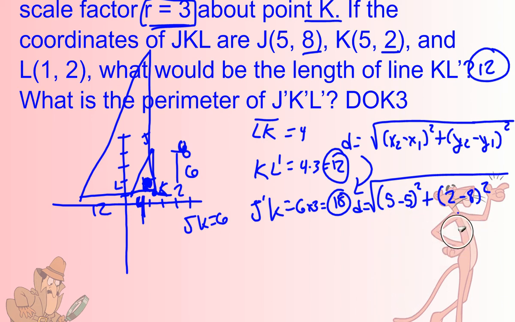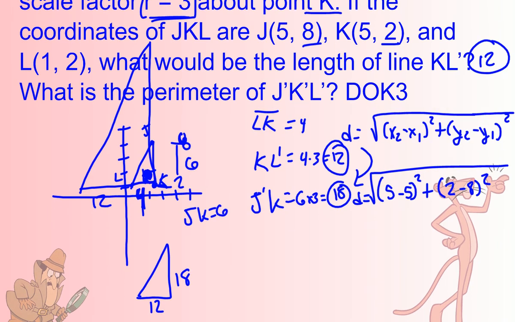But to find the perimeter of J prime, K prime, L prime, we need to know how big all three sides are. We found this side is 12, that side is 18. We need to know how big this side is. If you have not made an attempt at this part yet, if you got stuck somewhere along the way and I've caught you up now, maybe pause the video and try it on your own. If you tried it and you still don't get it, well, here we go.